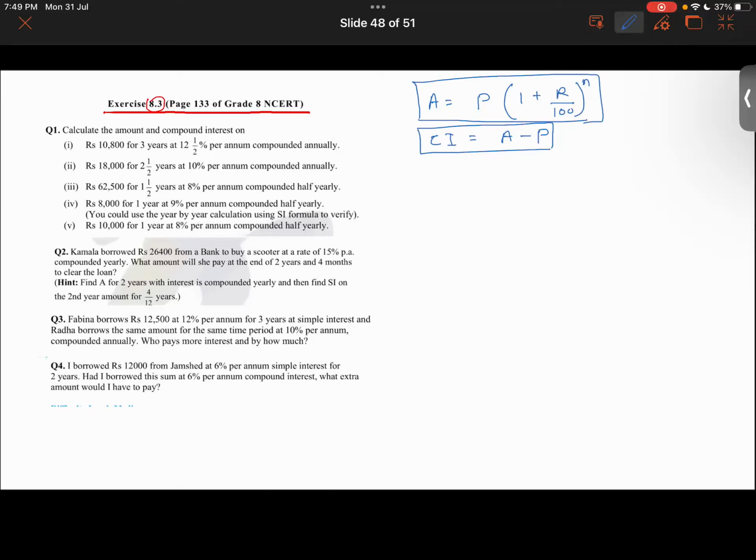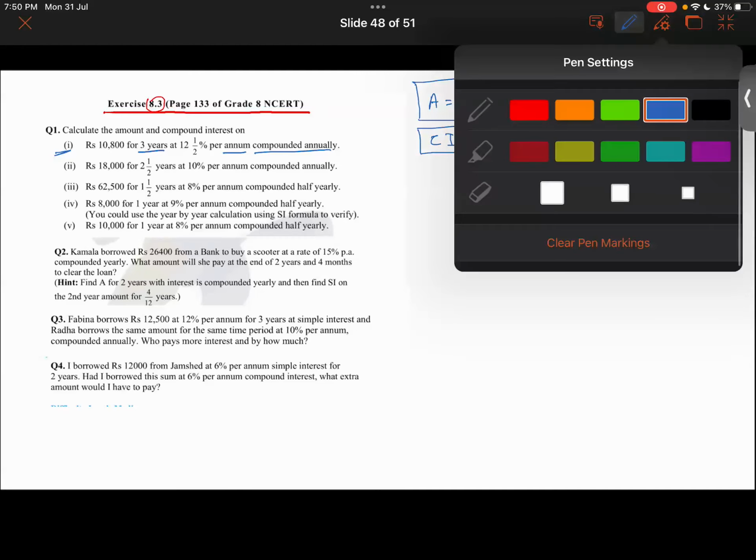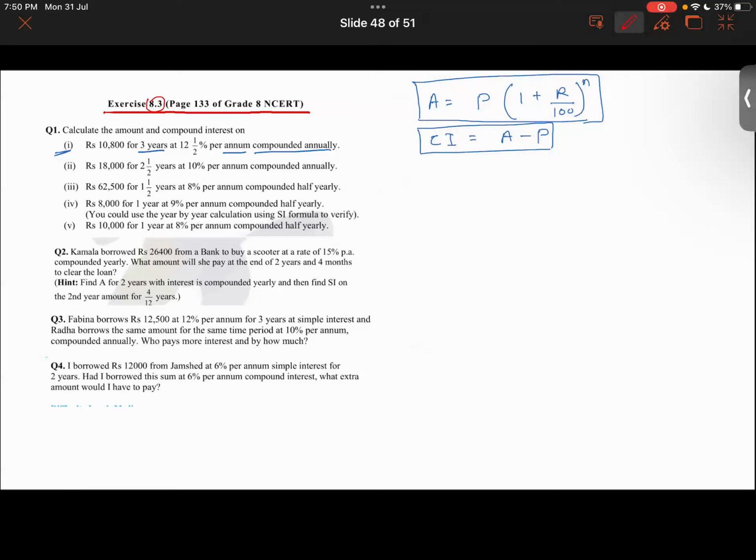The first question says that we need to calculate the amount and compound interest on 10,800 for 3 years at a rate of 12.5% per annum, compounded annually. So we are calculating the compound interest here. Since there are no months, it's a straight question of annual, with three annual years. Simply put the values in the formula and you will get your answer.